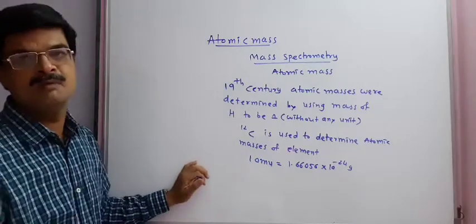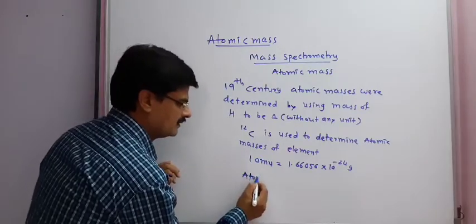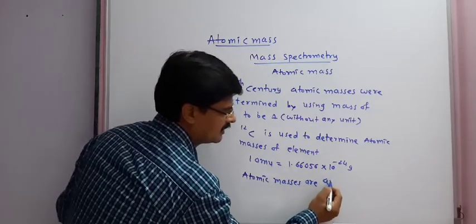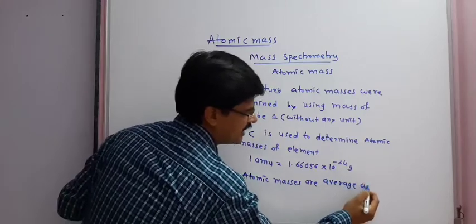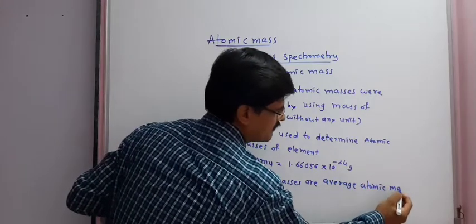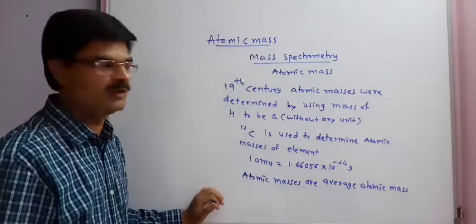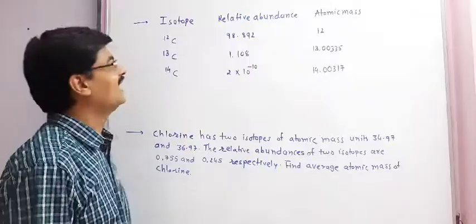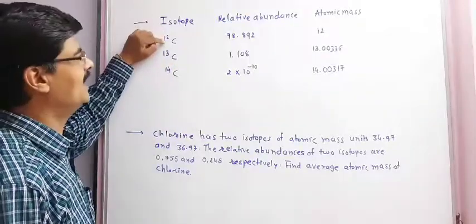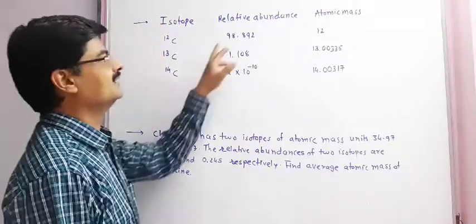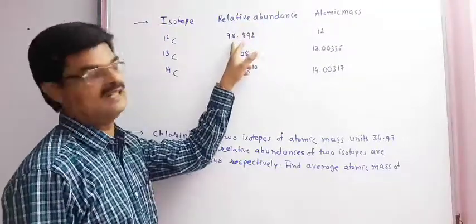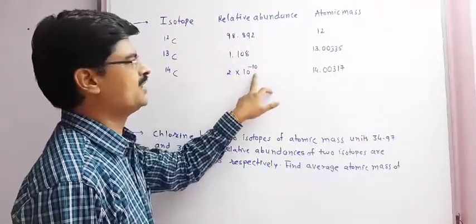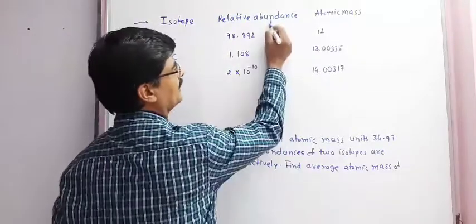Now, we have to remember that atomic masses are average atomic masses. To understand average atomic mass, we have to take some examples. 3 isotopes of carbon are given, C12, C13 and C14. Their relative abundances are given as 98.892, 1.108 and 2 × 10^-10. This is given in percentage.